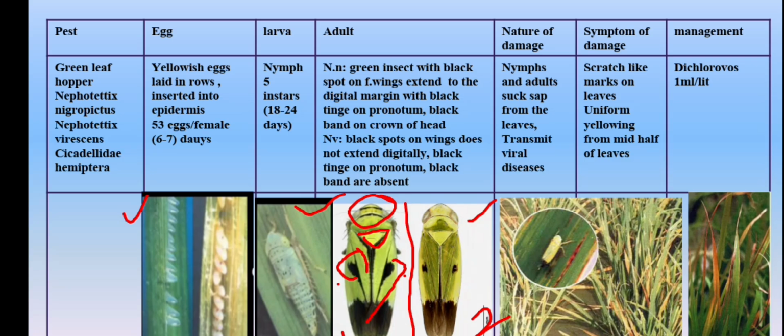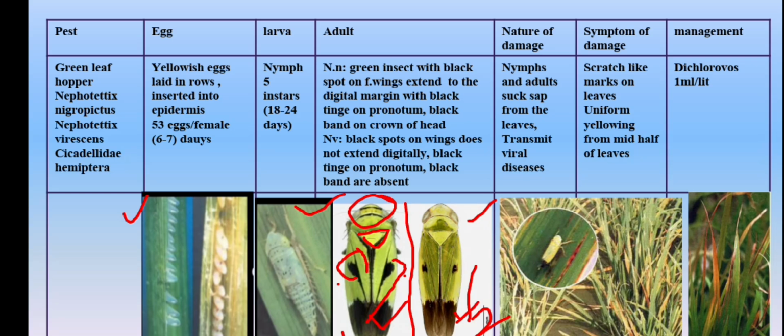So this is the Nephotettix nigropictus. And coming to the virescens, it is also green in color. You can see it also has 2 black spots on the wings, but these are not extended till the digital portion. In case of nigropictus, you can see the black spots are extended to the digital portion. Here only 2 black spots are present.